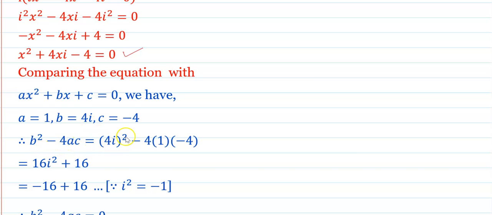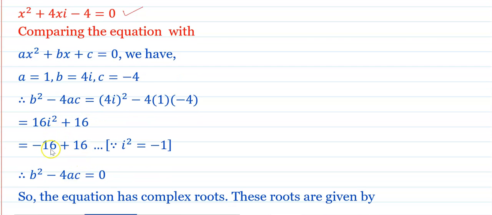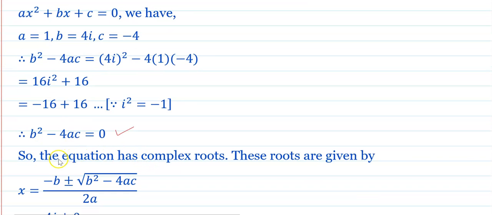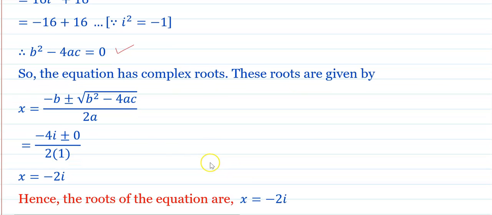b is (4i)² - 4 into 1 into -4, and therefore you will get 16i² + 16. i² means what? -1, so -16 + 16 equals 0. And hence the value of b² - 4ac is equal to 0. Okay, so the equation has complex roots. These roots are given by the formula x = (-b ± √(b² - 4ac)) / 2a.